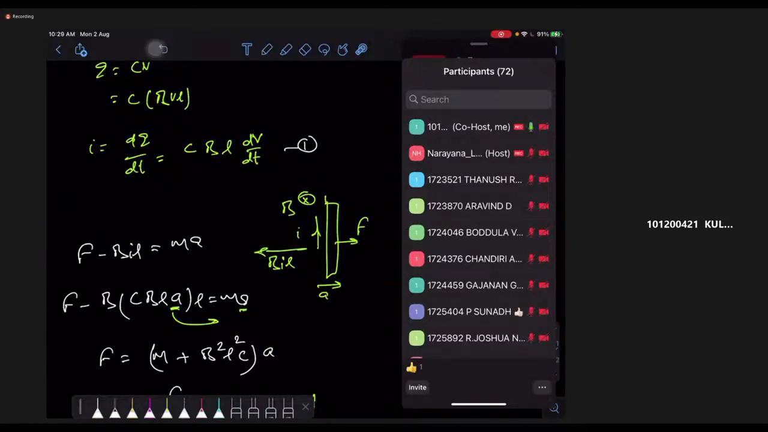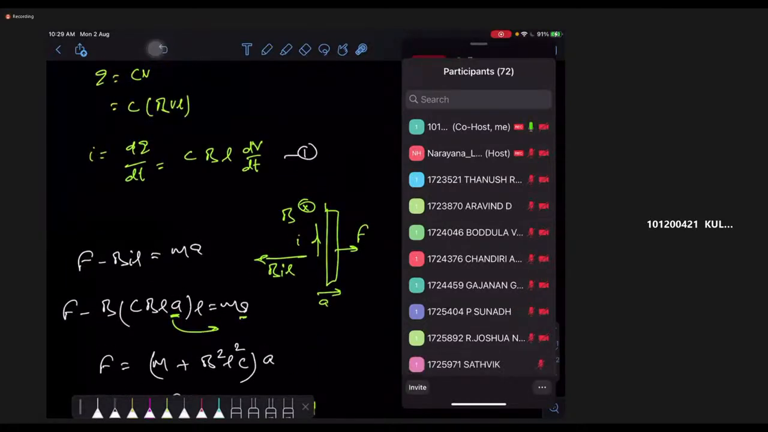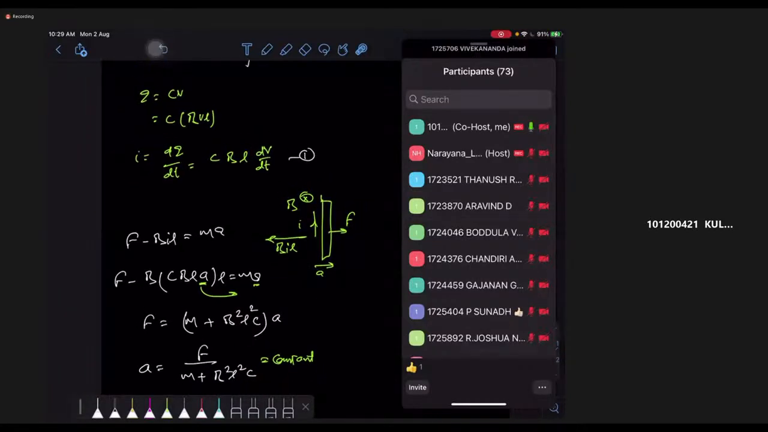So the last option, D option, is interesting. The charge on the capacitor will never attain steady state value. Yes, because it's a constant acceleration. Speed keeps on increasing. And see the charge here, the charge depends upon the speed. Speed keeps on increasing, so my charge also keeps on increasing. So you don't have any steady state. No steady state. Okay?